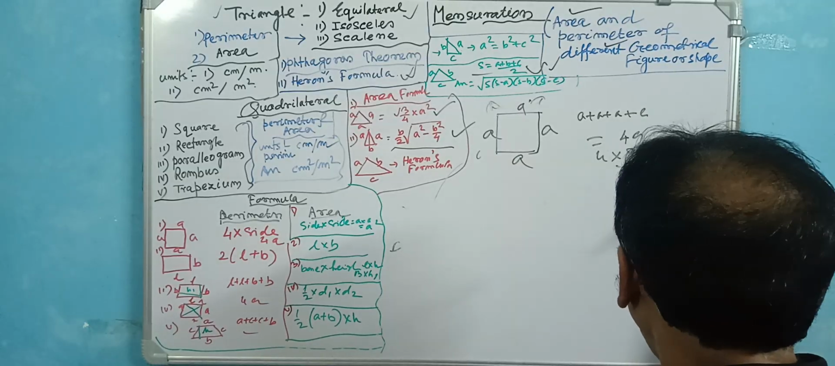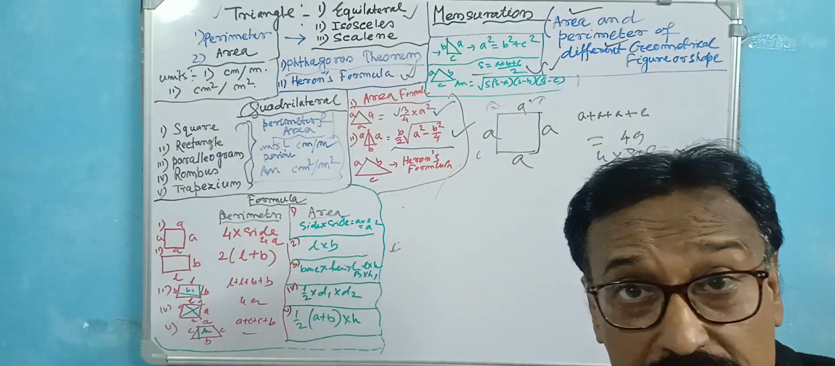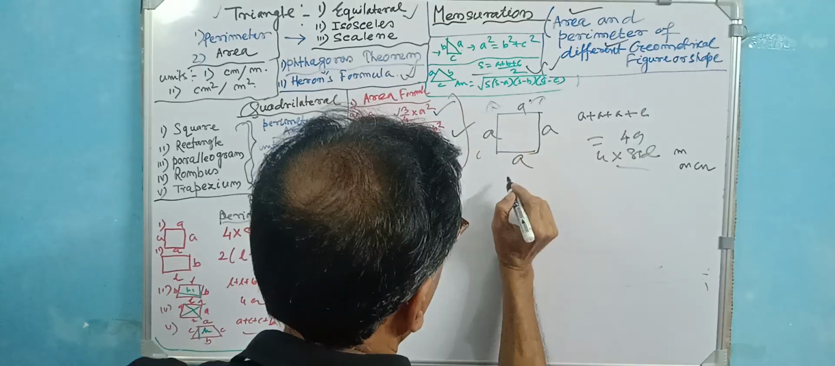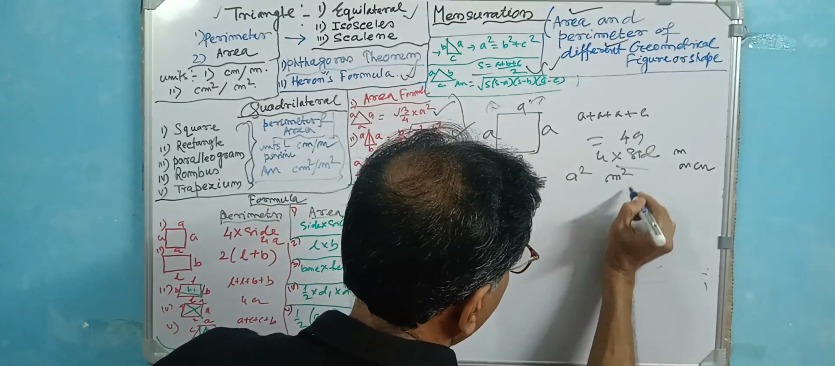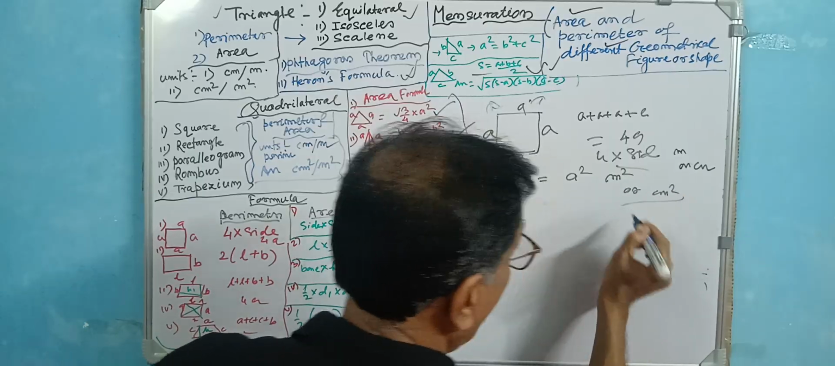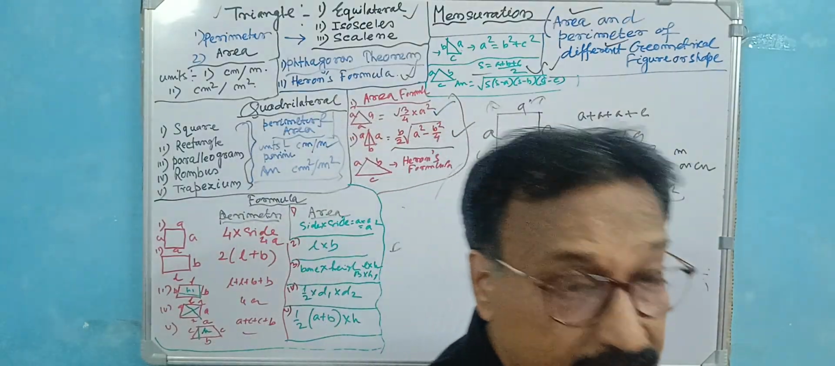Meter or centimeter. But what is the area? Area is length into breadth. That means A into A, A square. So this is meter square or cm square. Always the unit is square. Is it clear to you?